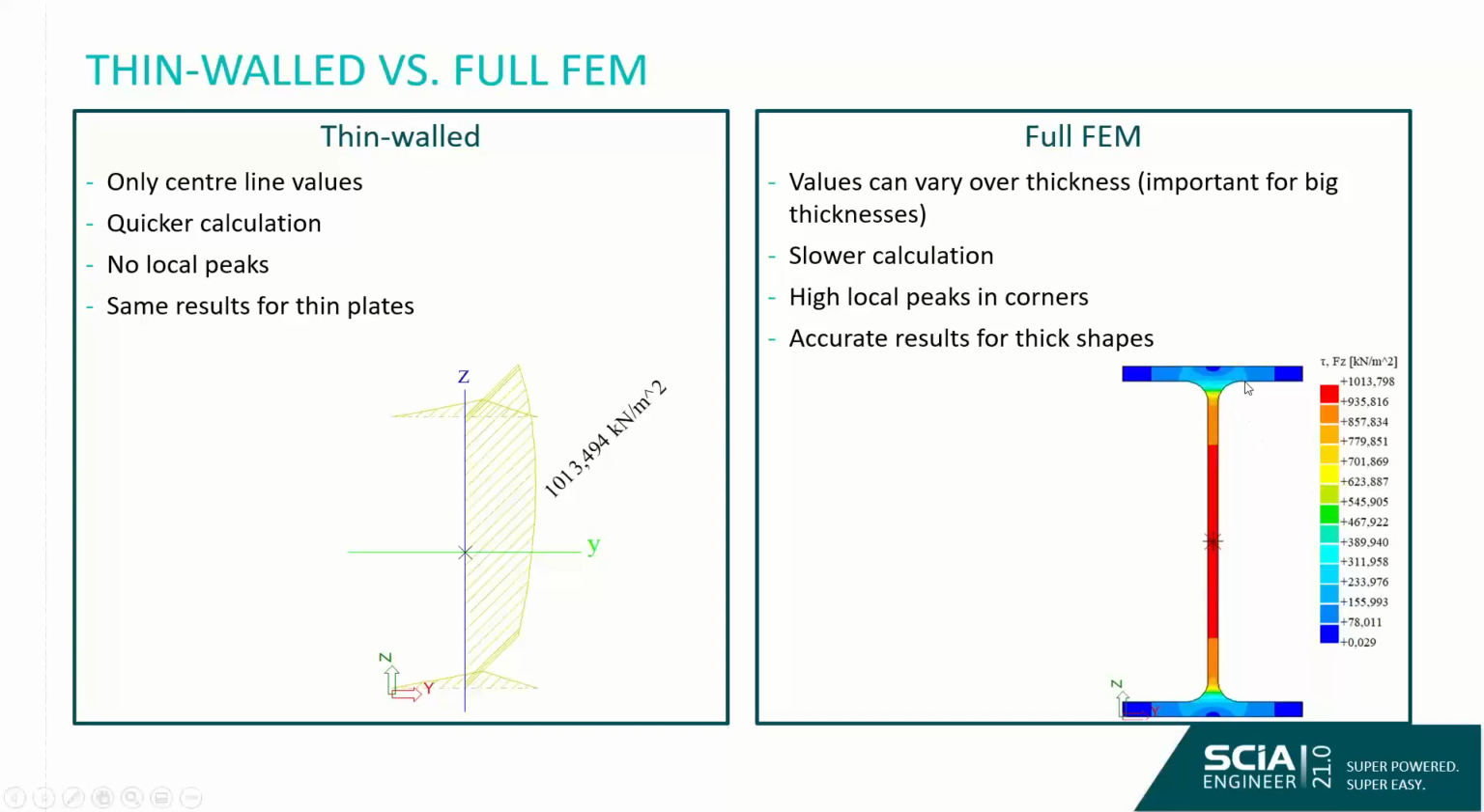So like in the corner here where the bottom and the top differ a little bit in value, that's impossible with the thin-walled approach. Which is why this thin-walled approach is only valid for thin-walled elements with a small plate thickness. But they don't have local peaks, and the calculation, of course, with lines is much, much quicker than with the 2D finite element mesh. And if you have a thin plate, the results will be absolutely comparable, as you can see here, 1013, same as on the right side, 1013.